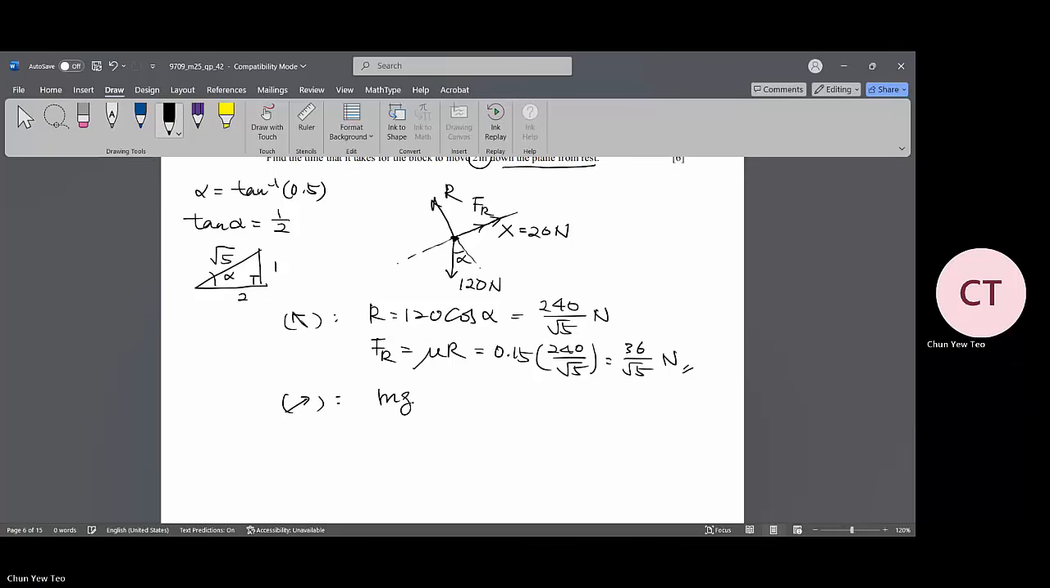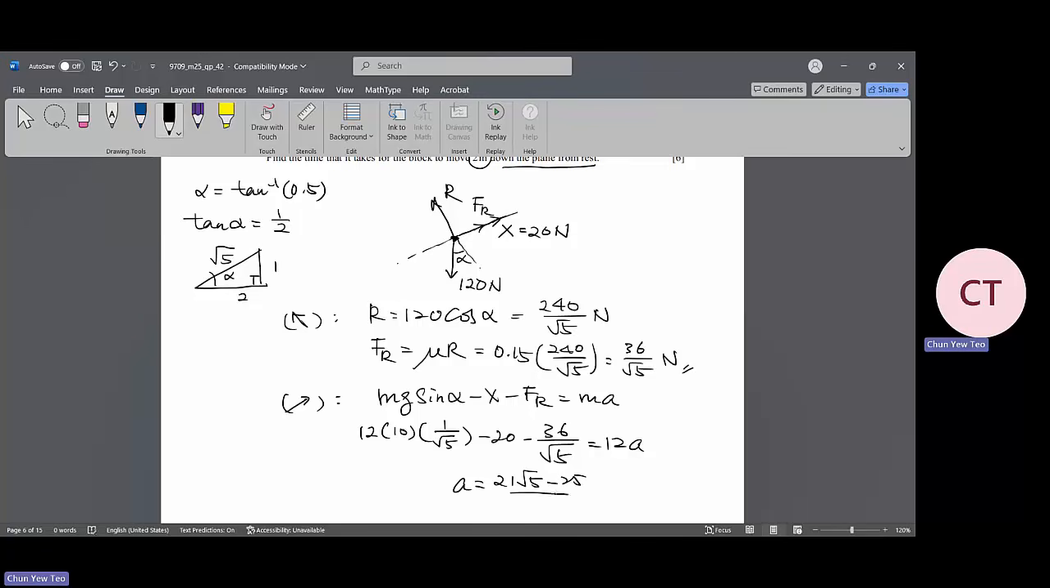Okay, now I resolve parallel to the plane, then it will be mg sine alpha minus X minus Fr is equal to ma. So what is your m? M is 12, g is 10, sine alpha also refer to the small triangle, minus X is 20, minus Fr, we have just found. What is the m? M is 12. So over here, just by pressing the calculator, then you can get the answer. I will leave my answer in exact value form.